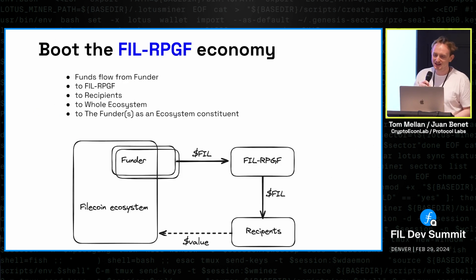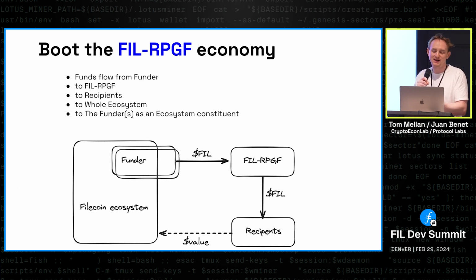Okay, so how does this work with the Filecoin economy? The key is it has to be not linear and dissipative. Instead, we want something that's circular and that's feeding back. So initial funds will come from the funder. This goes into the FIL RetroPGF program. This is distributed to recipients in the network.